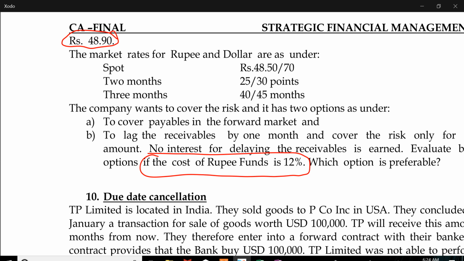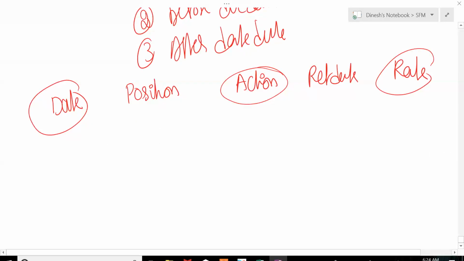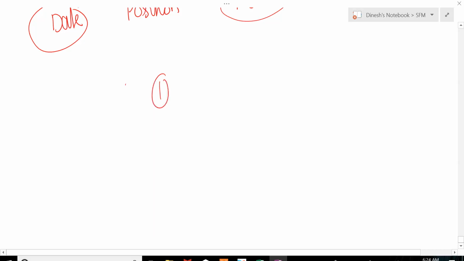Option 2, what they are saying is, you don't do anything as of now. Please don't do anything. What you do is, cover the entire 3 lakh itself. Second option is, cover only the net amount 2,50,000 by delaying your receivables. Don't collect the money from your customer, delay it. In this process, I have to first cancel the 4,50,000 USD contract.